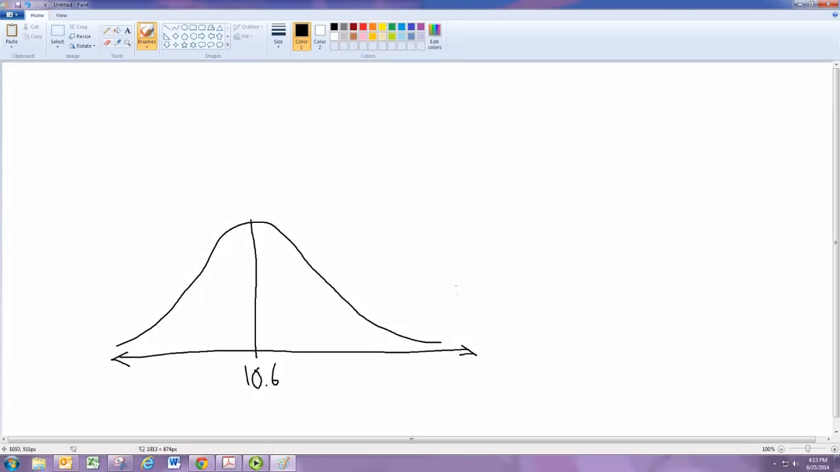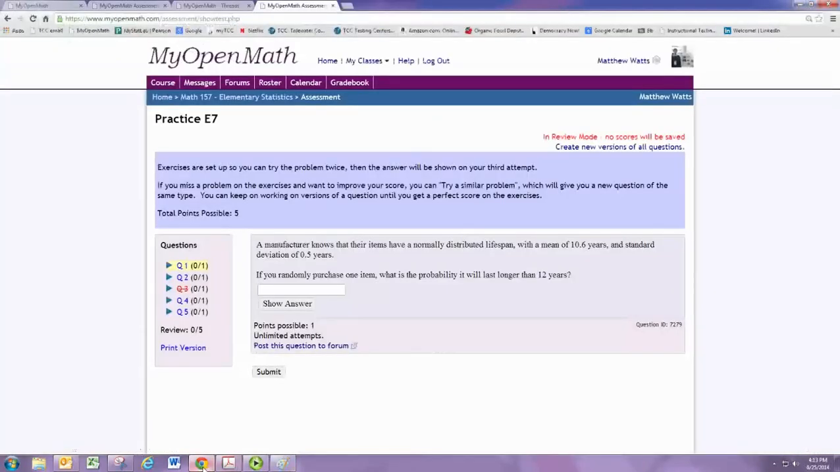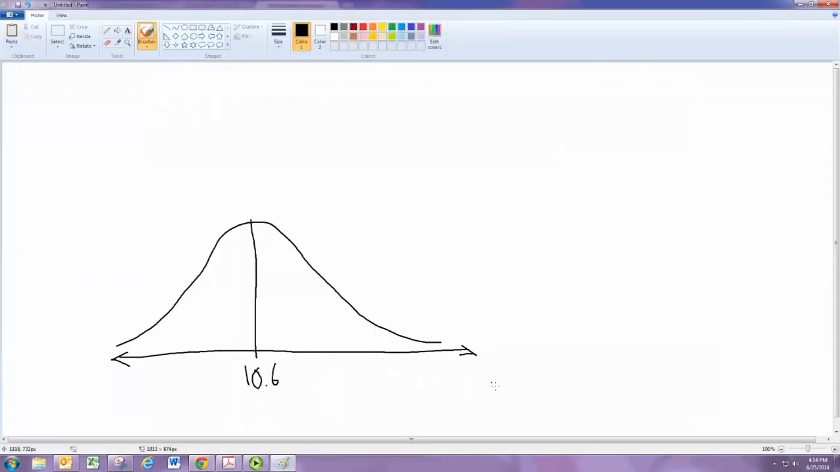Now let's try to represent the question on the graph. It says, what is the probability it will last longer than 12 years? So the units there tell us they're giving us the value for the random variable, which tells us where to draw the line at 12. Now I'm going to draw a vertical line, and the important thing is that it's on the right side of the mean. So since the mean is 10.6, the vertical line should be on the right side. And you don't have to get real precise, just make sure it's somewhere on the right side.